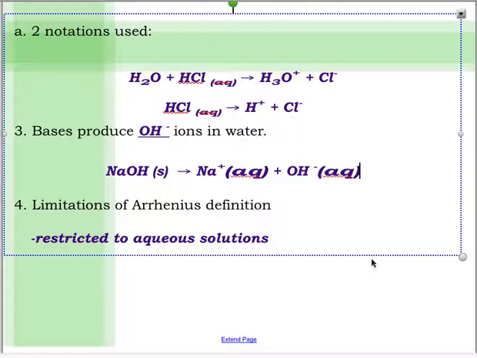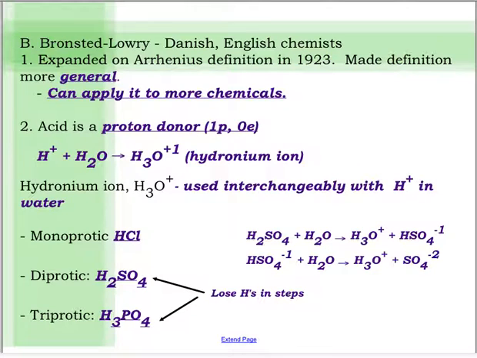So we go on, and the next guys that we talk about are Bronsted and Lowry. Bronsted and Lowry are a Danish chemist and an English chemist that worked together. Now we're in 1923, so a good number of years have passed. And what they did is they made the definition a little more general.